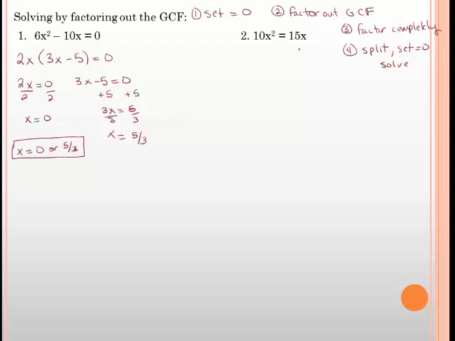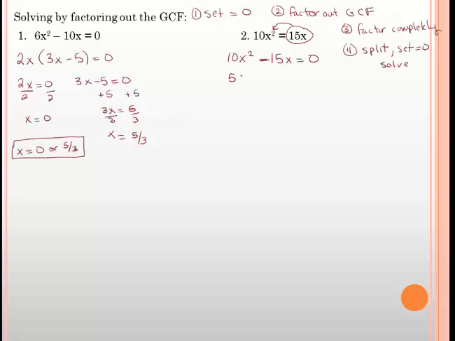My next equation is not set equal to 0, so what I'm going to do is pick this expression, this term, up and move it over to the other side and change signs. So instead of having 10x squared is equal to 15x, I'll have 10x squared minus 15x is equal to 0. Because I picked it up and moved it, it was no longer positive, it became negative.